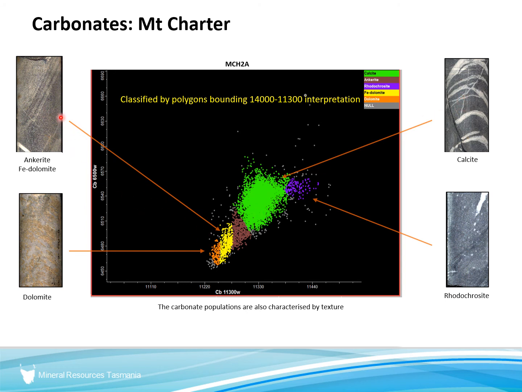Anchorite and iron dolomite are these wispy kind of zonations, bandings, laminations within the rock, and dolomite are very sharply bounded microveins, so that the textures of the different carbonates can be seen in the rock and are easily discovered by firstly using hyperspectral data to characterize the populations. So this would be used to get your eye in so that a geologist could then actually see it with their own eyes in the rock.